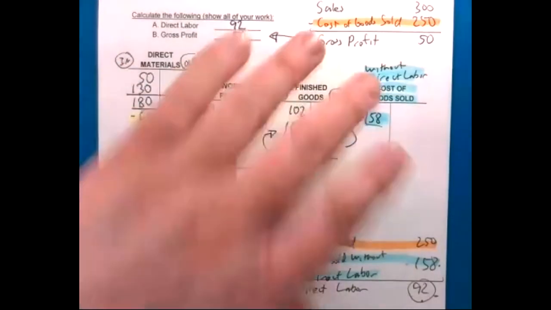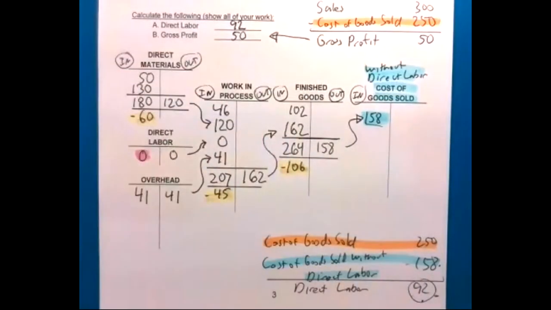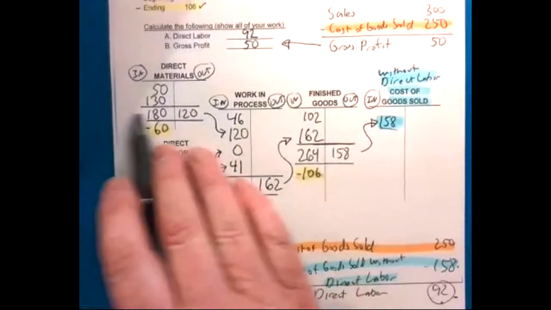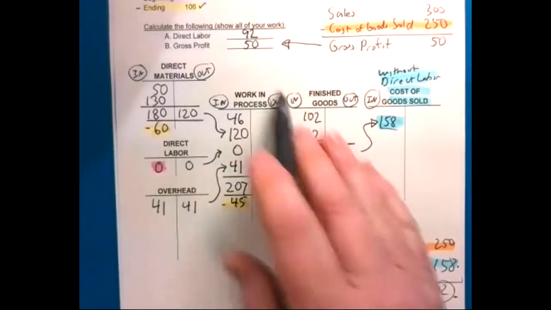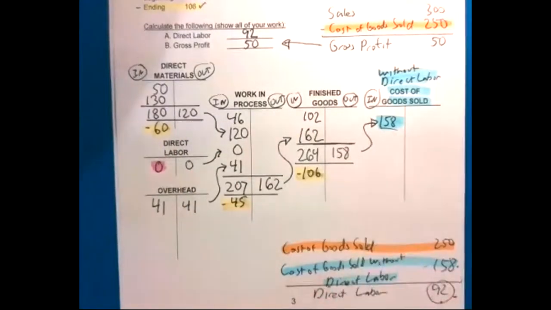The book shows different ways of doing this, but I like showing it this way because it shows the flow. You can imagine it's like a factory floor. This is where all the stuff comes in. On the factory floor they make it, and then over here they sell it.